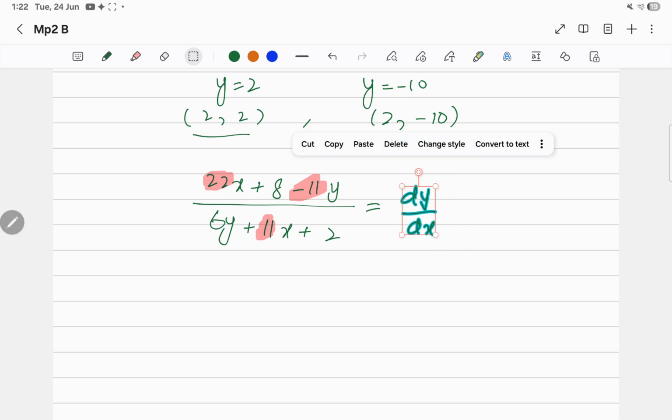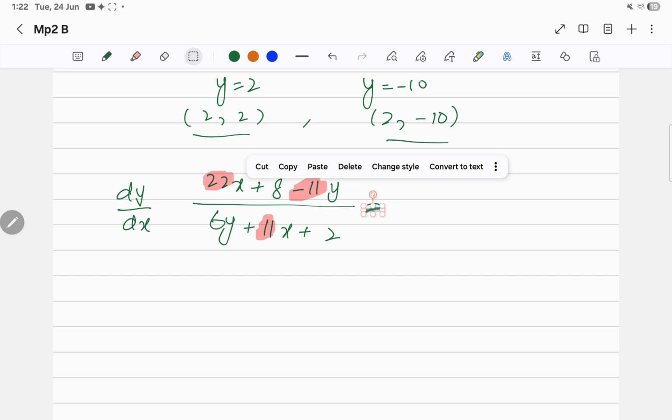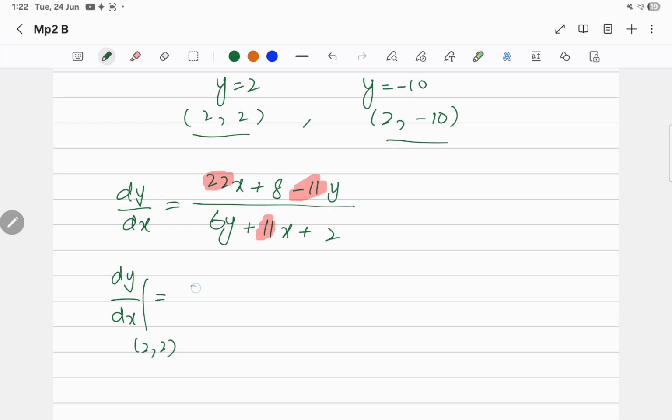Okay, so if you copy this from here, dy over dx equals this, and we have the 2 points. So we need to work out the derivative at these 2 points. So dy over dx at x is 2, y is 2. So 22 times 2 plus 8 minus 11 times 2, because x and y both are 2, so we need to replace our x and y with 2.